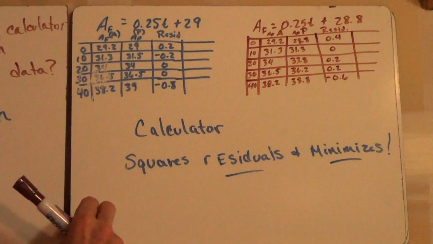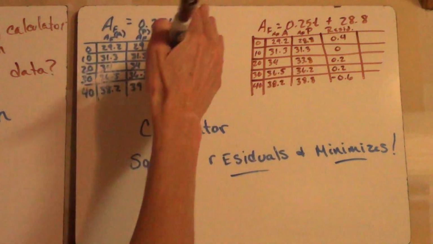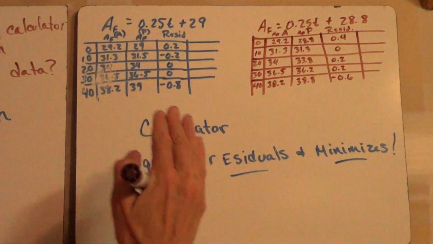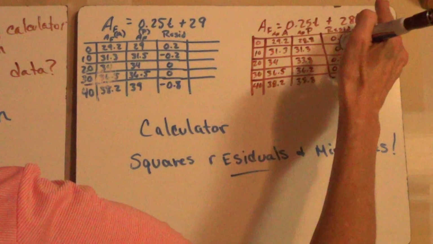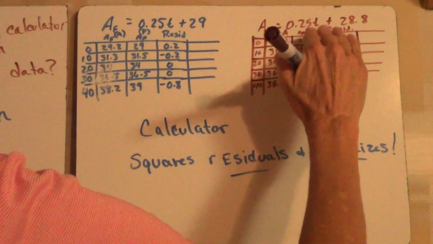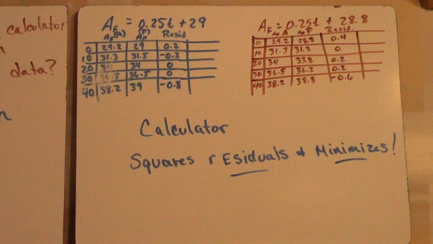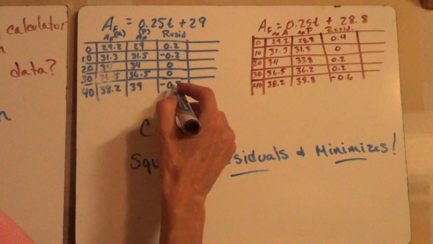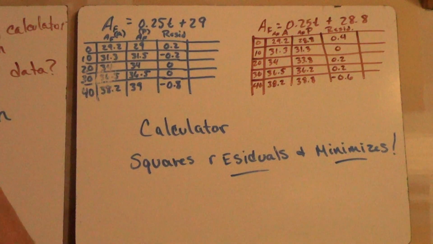In that last lesson, you came up with a line of best fit. And like I told you, everybody in the class might come up with a different one. Somebody next to you might have come up with 0.25t plus 28.8. You had 0.25t plus 29. And when you calculated your residuals, you got this list. They calculated theirs and got this list. Here's what the calculator does.